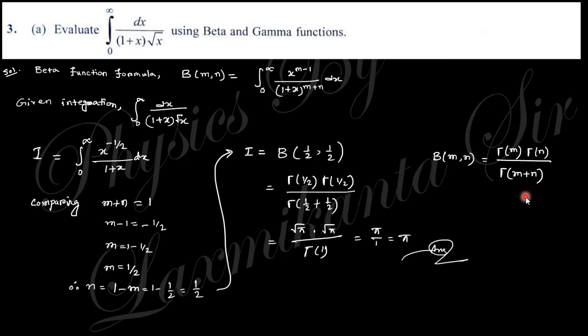So if you just put this relation, that is gamma half plus half. Gamma half is root pi and gamma 1 is 1. So this integral value will be pi.